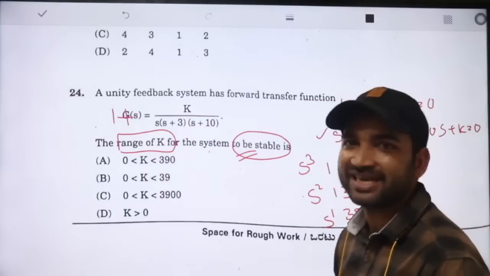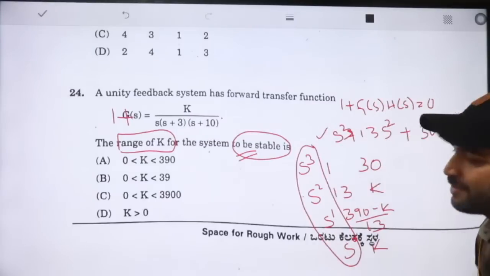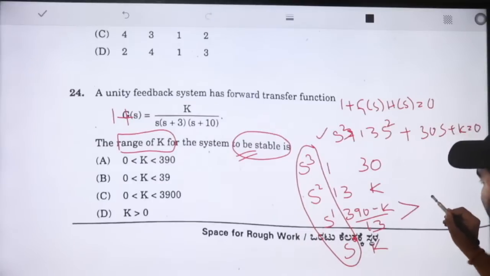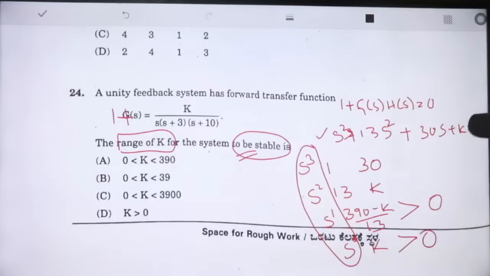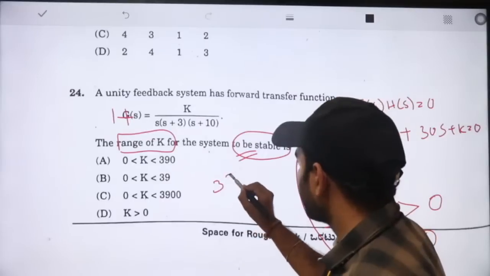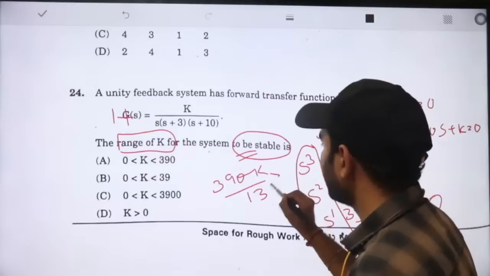Whenever the system is stable, there should not be any sign changes in the first column of the matrix, which means that the s power 1 row must be greater than 0 and k must be greater than 0. So (390 minus k) by 13 must be greater than 0.